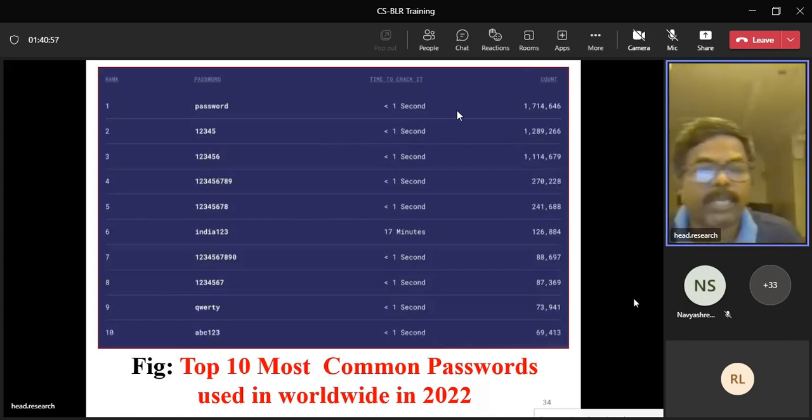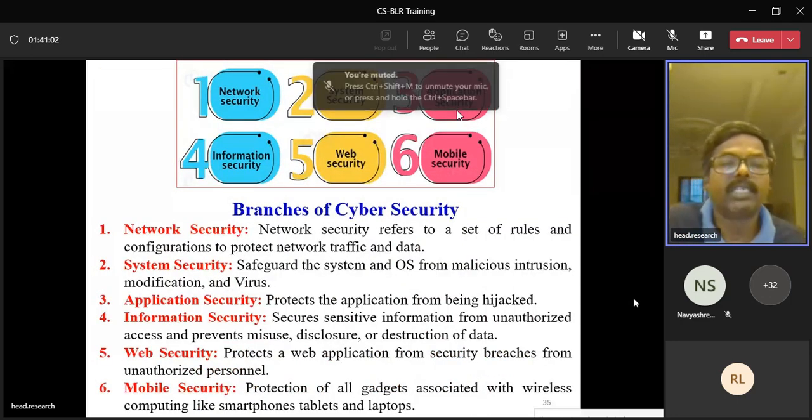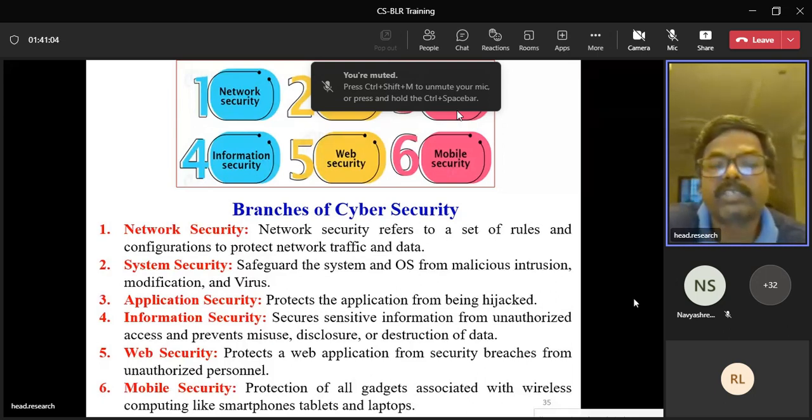What are the branches of cyber security? There are 6 branches of cyber security. Network security.